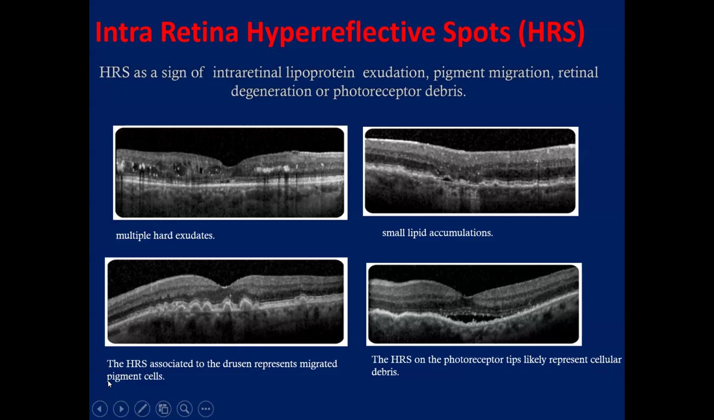This might be a migration of some pigment cells that is not as such pathological. And at times you might find hyperreflective material in the photoreceptor layer that is kind of cellular debris. So you have to differentiate different hyperreflective materials. Some are good prognostic indicators, some are physiological that might not be an indicator of the seriousness of the problem.